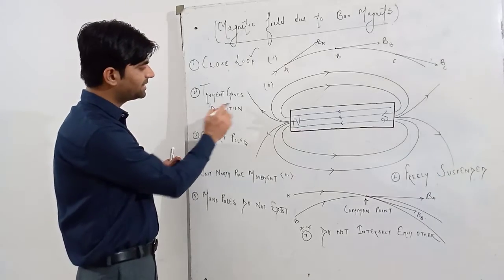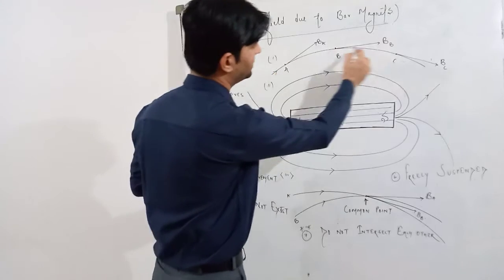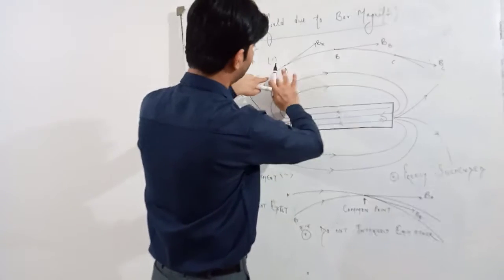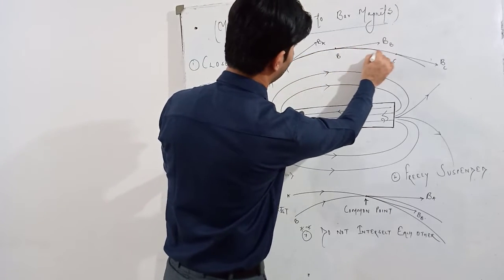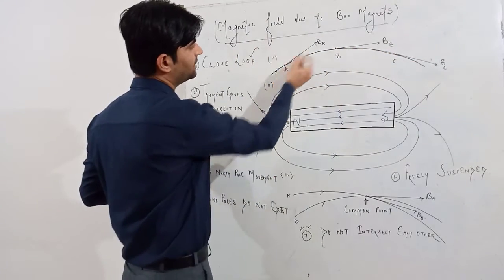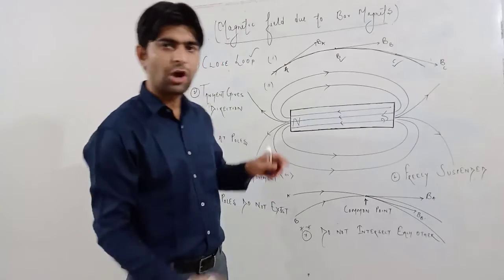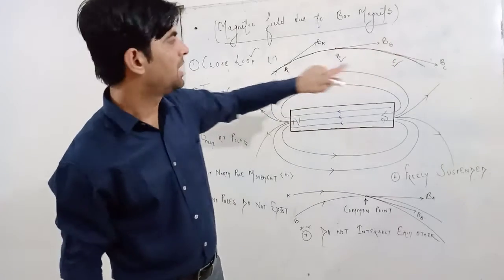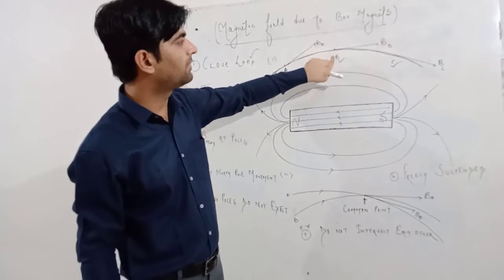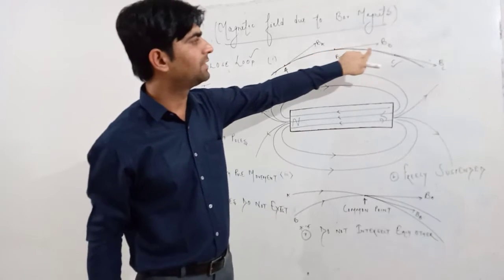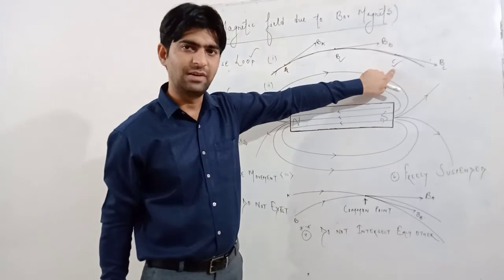Second, I have written: the tangent gives the direction of the magnetic field. Suppose in this diagram, the first one, I have made this one curve, and this curve indicates the magnetic field. I have drawn tangents, and I have marked these 3 points A, B and C. If I draw a tangent at point A, this will give the direction of magnetic field at point A. If I mark a tangent at point B, this will give the direction of magnetic field at point B. If I mark a tangent at point C, this will give the direction of magnetic field at point C.